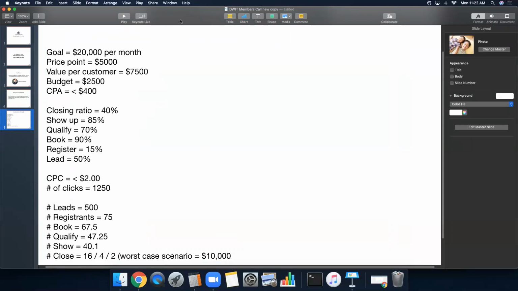okay, what are my targets? And if I have to get to this without paid advertising, what's my number of clicks that I need? Well, I need 1,250 clicks to go to a specific landing page for me to hit a 40% or 50% conversion, to get 15% to register, 90% to book, 70%, and all these numbers to then come to fruition.